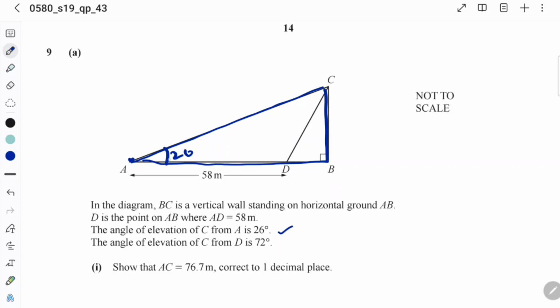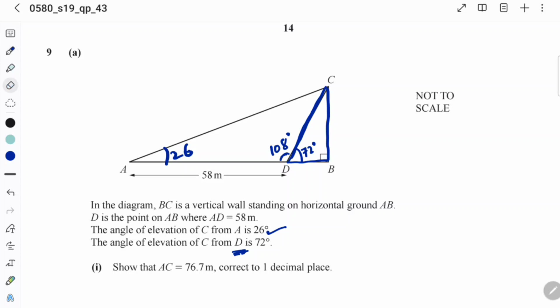Okay, so that is 26 degrees. Then in the same question they have also given us the angle of elevation of C from D. First of all we made it from A, and now from D. I cannot mark the angle here. This is a right angle triangle. So A from D is 72 degrees. If this is 72 degrees, then the other side will be 108 degrees, because it is 180 minus 72, which is 108 degrees.